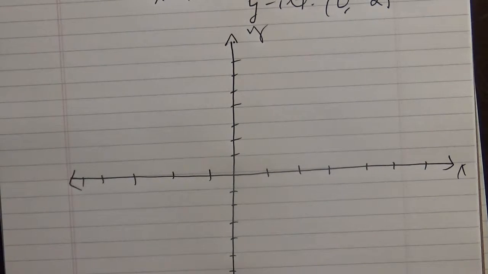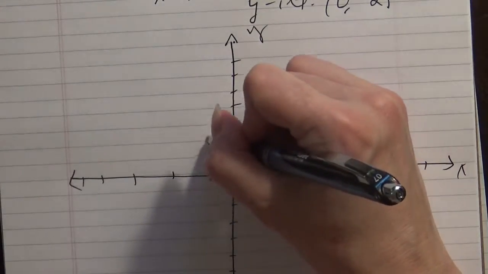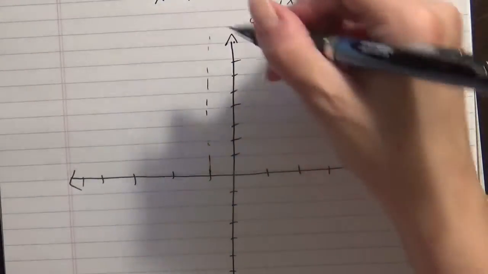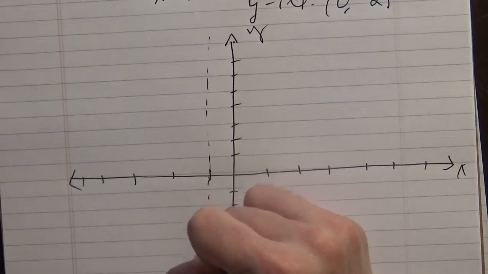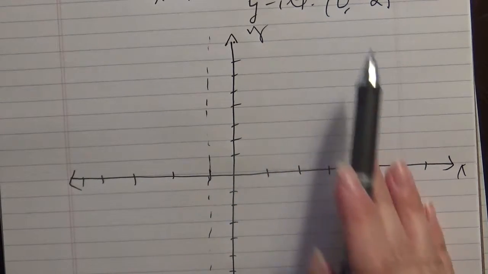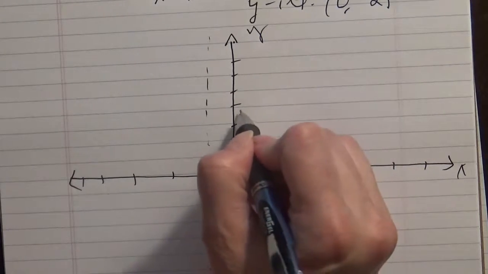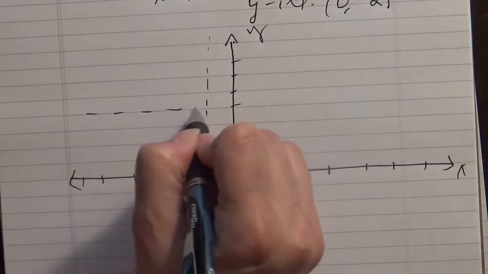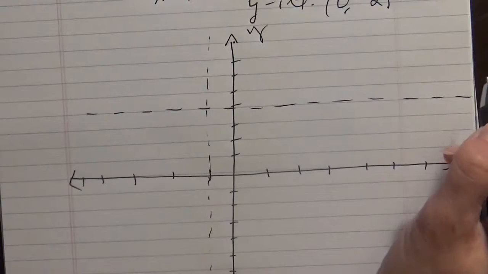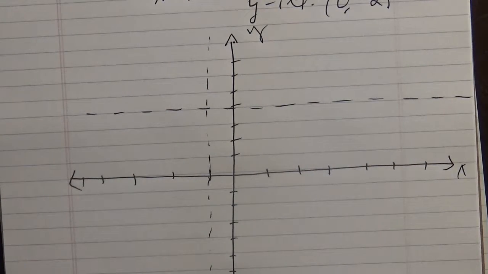Alright, so my vertical asymptote is at x equals negative 1. I can put a dotted vertical line at x equals negative 1. My horizontal asymptote is at y equals 4. So there's 4. Draw my horizontal line through here. I have an x-intercept. So notice again what's happened here.